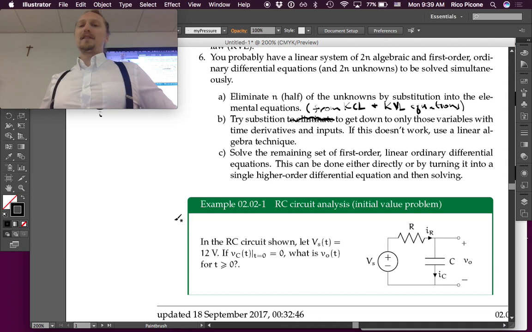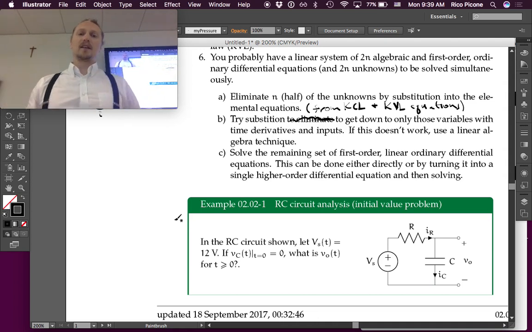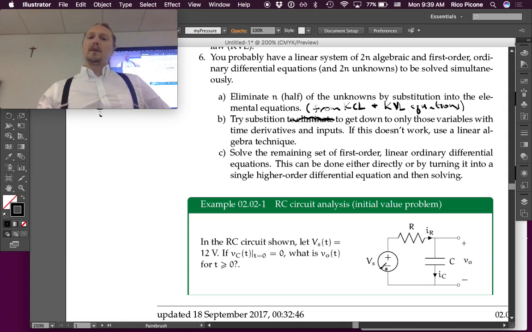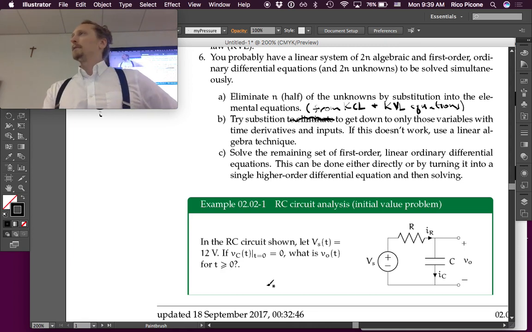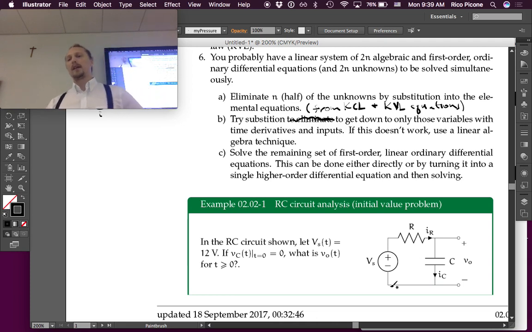RC circuit analysis and initial value problem. So, in the RC circuit shown, let the source voltage just be a constant 12 volt source, okay? If Vc of t at time equals 0 is 0, so the voltage across the capacitor at time equal to 0 is 0, what is V out of t for all time greater than or equal to 0, where V out is shown on the diagram? Okay.